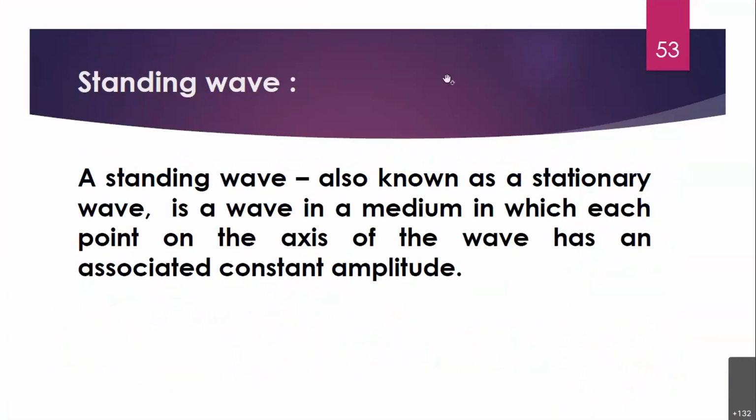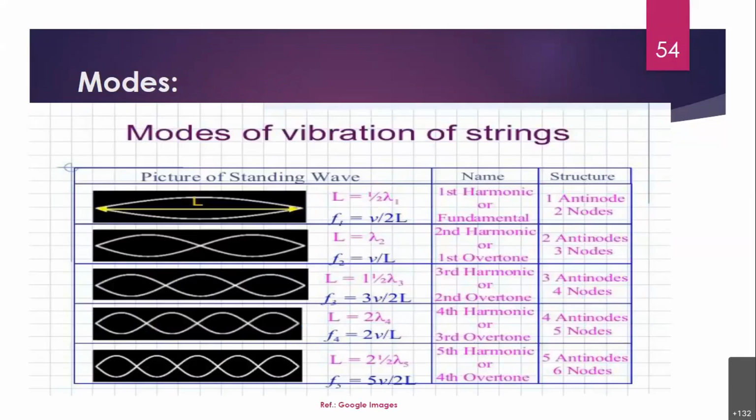So now you see again there are standing waves. Those who are new or maybe have not heard about this, I hope this is a concept from 11th-12th you have gone through already. It is also known as a stationary wave: a wave in a medium in which each point on the axis of the wave has a constant amplitude. I'm not going to discuss standing waves further, because it is not the current semester topic, but just to give you the idea, the important part is now the mode part.